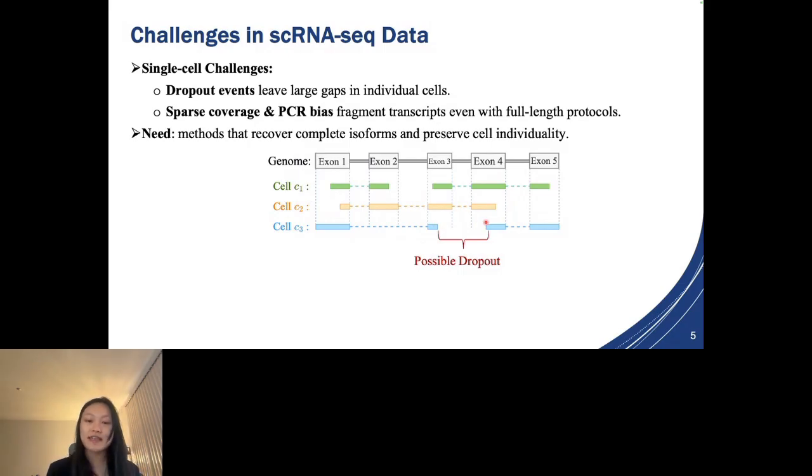Even when transcripts are detected, the coverage is often sparse, meaning that we get few reads for each transcript. And also, PCR amplification bias can further distort the signal.